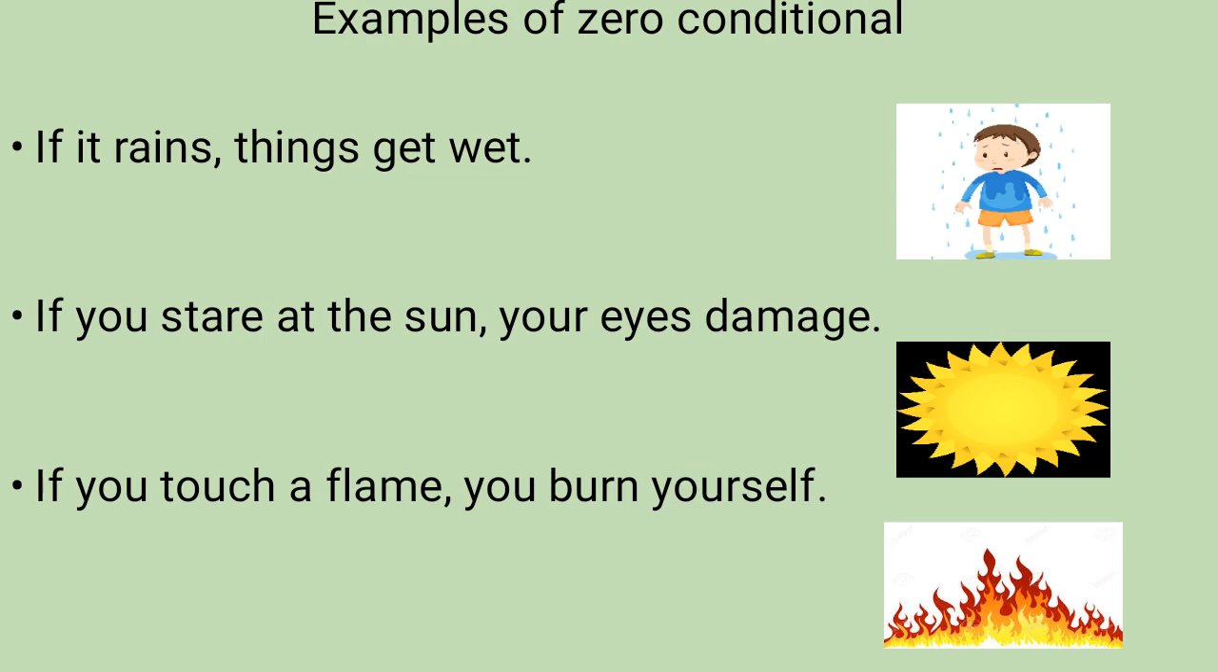If it rains, things get wet. So, which part is dependent and which part is independent? The first part is dependent because it is not giving meaning without the second part, but the second part is giving meaning without the first part. Okay, so if it rains, things get wet. You can notice over here that in the dependent clause you are going to use present tense, and in the independent clause you are also going to use present tense. Means in both clauses you will use present tense.